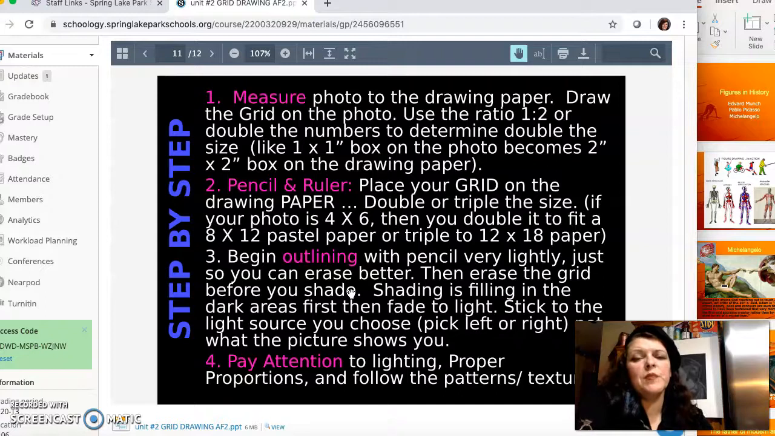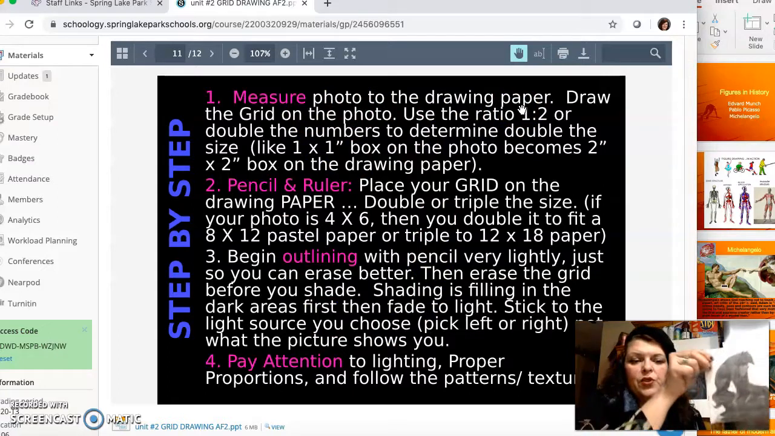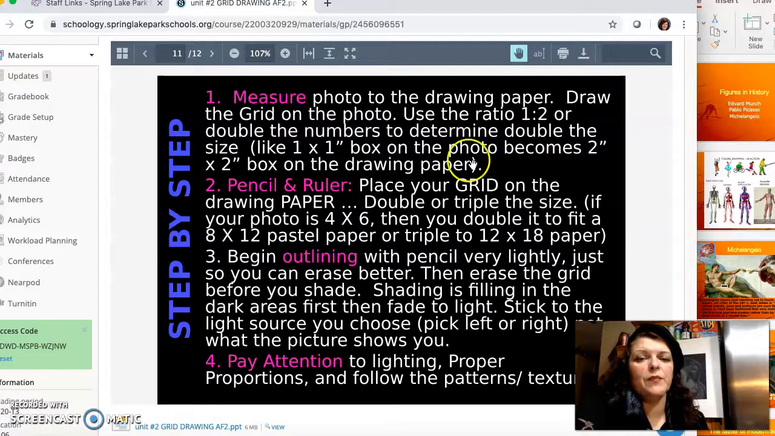You might want to look at this PowerPoint for these 4 steps. I will copy paste them and put them in updates. Measure the photo on, like for instance, this wolf one that I showed you. Measure the photo, and then place the measurement on the drawing paper. You are doubling in size. So if each box is 1 by 1 inches, then your drawing paper has 2 by 2 inches of each box. Once you place your grid on your drawing paper, then you can double it or even triple it.